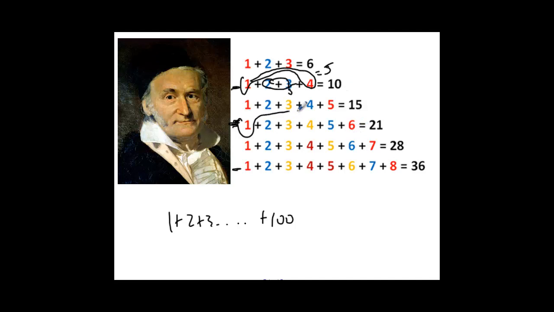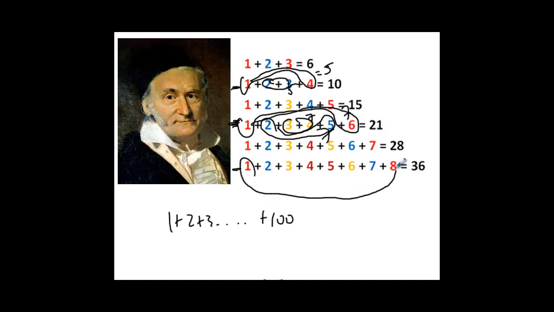Try the same thing with this even series here. 1 and 6 is a 7. 2 and 5 is also a 7. And 3 and 4 is also a 7. So 7 and 7 and 7. 3 times 7 is 21.